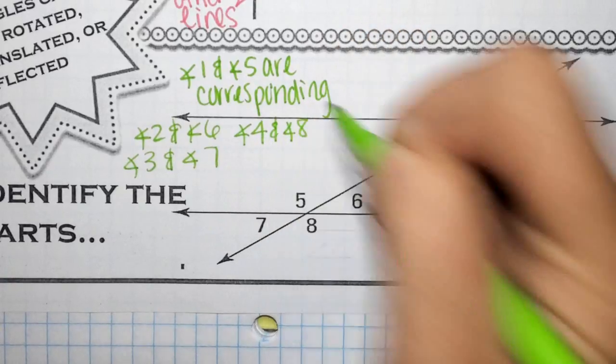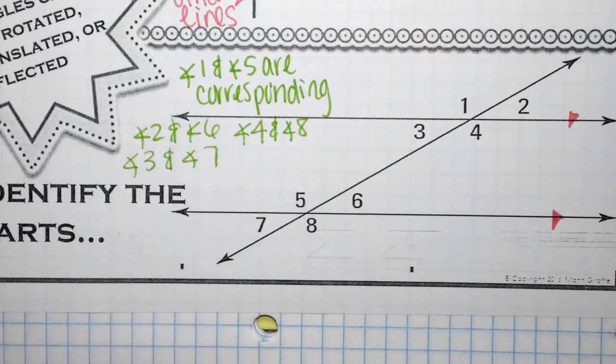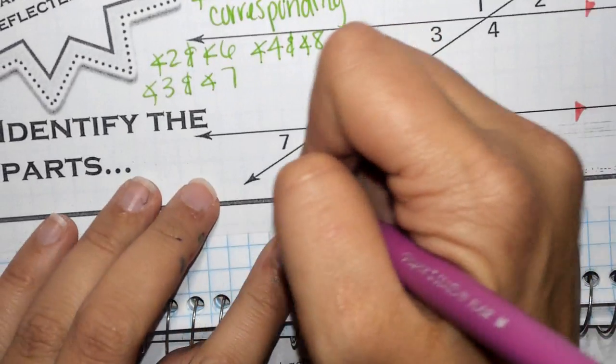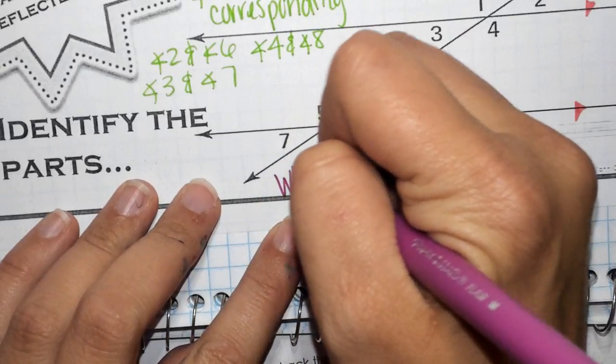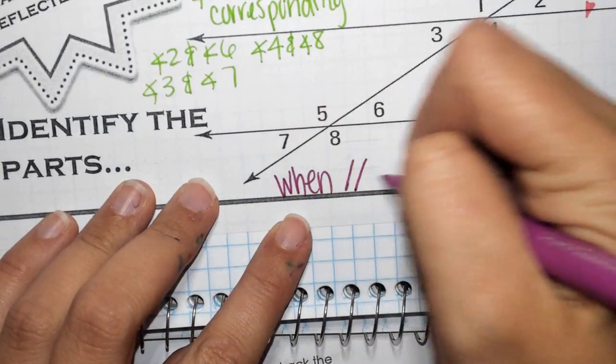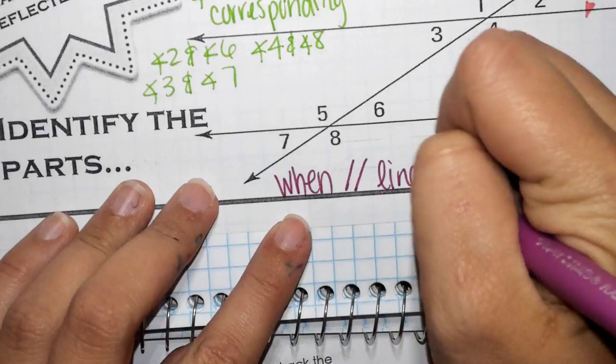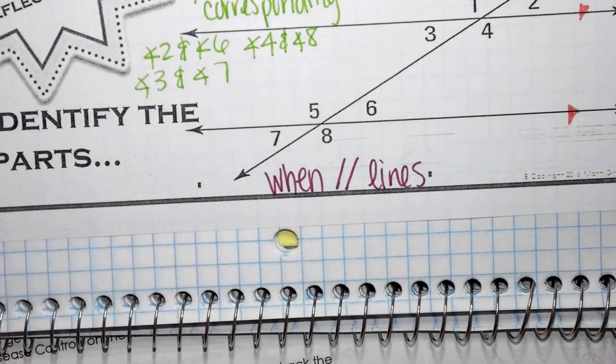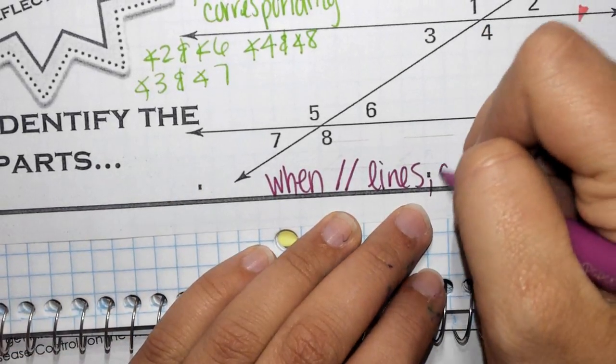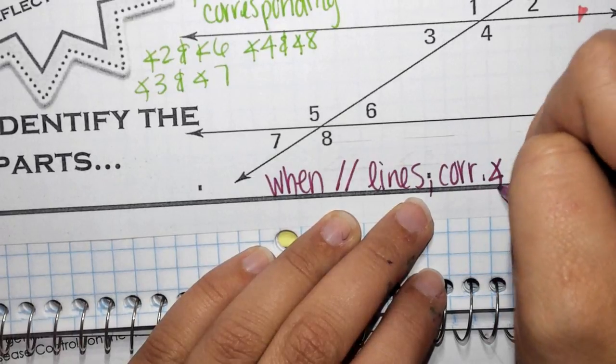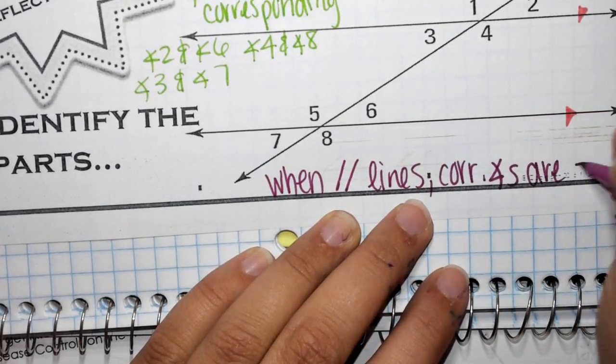Now, when the lines are parallel, corresponding angles are congruent. So let's write that at the bottom. When lines are parallel, and that's the symbol for parallel, two lines that are parallel, corresponding angles are congruent.